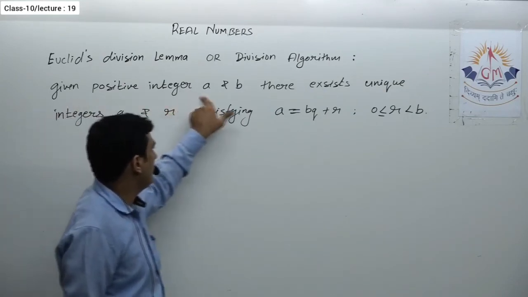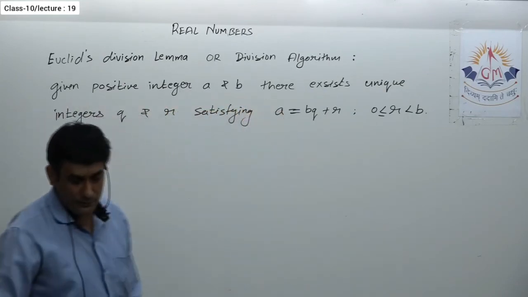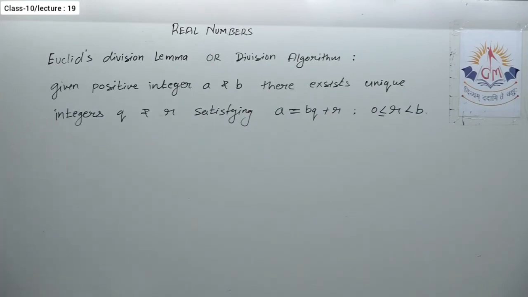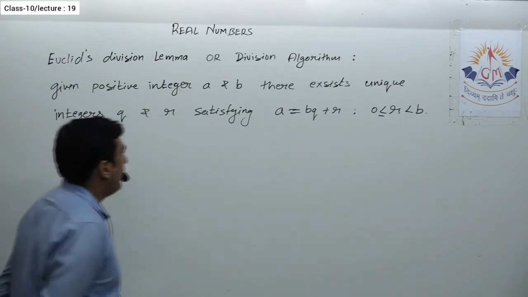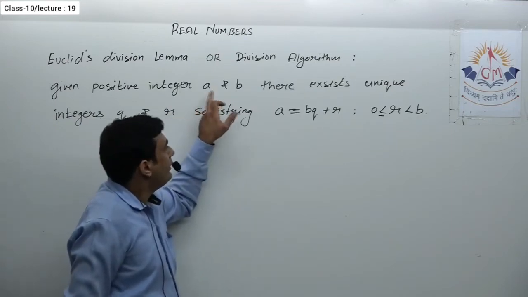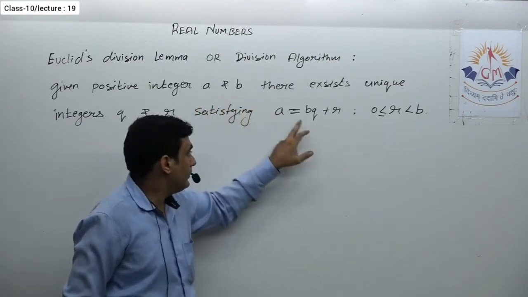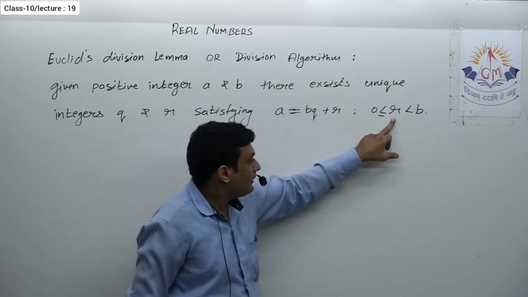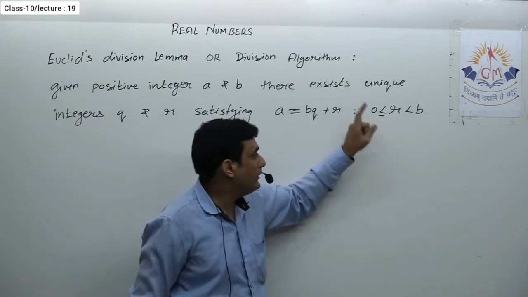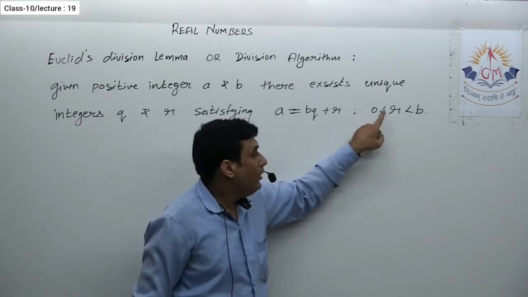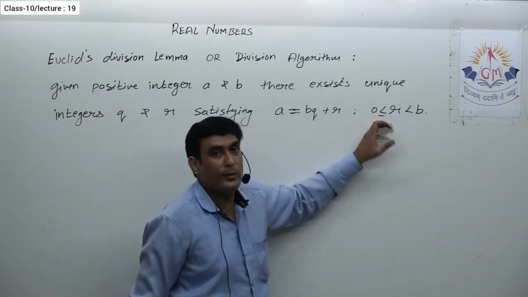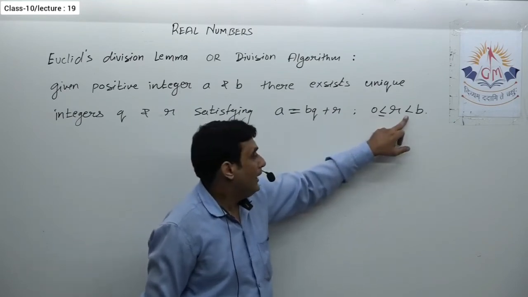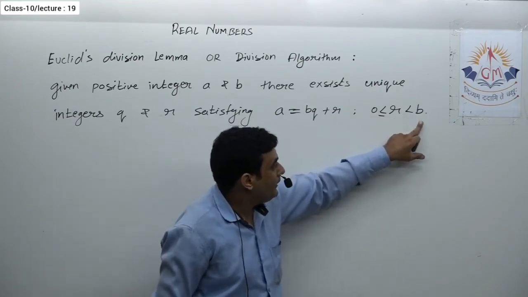Given positive integers a and b, there exist unique integers q and r satisfying a equals bq plus r. So there are four integers a, b, q and r which fit over here, as well as the remainder. Here r is the remainder, that will be either equal to 0 or greater than 0. That means the remainder cannot be negative, first thing. Also the remainder will be less than the divisor.